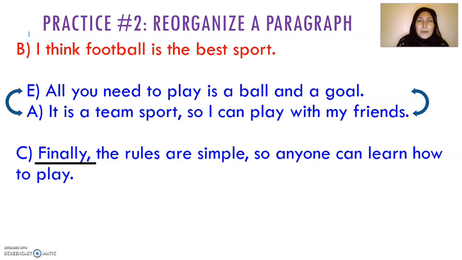So here, we're not concluding the paragraph yet. We are concluding the list of supporting details, though. We have one supporting detail, two supporting details, and then finally we have the last one. So that's why this should be the fourth sentence. It cannot be the second or the third one.